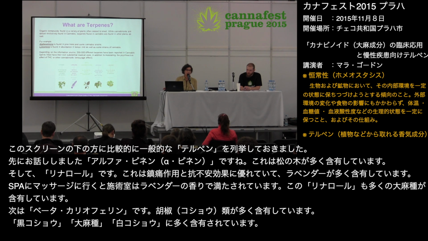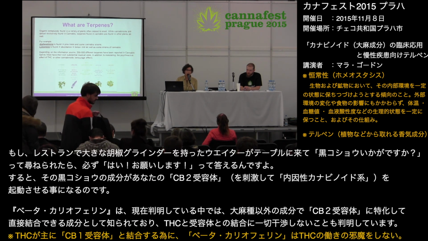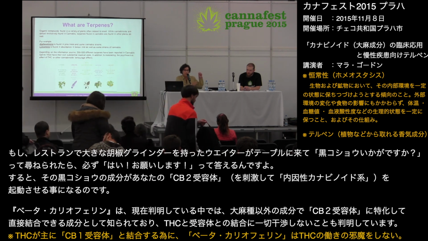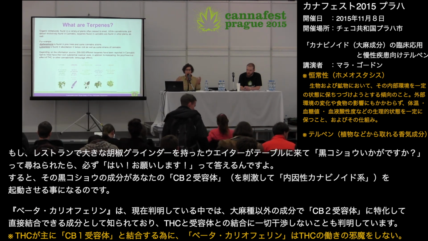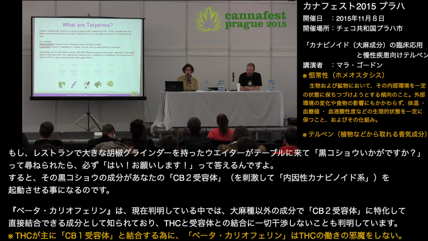Beta-caryophyllene. Now, beta-caryophyllene is the most abundant in something called Ashanti pepper. It's black Ashanti pepper, white, cannabis, and then black pepper and white pepper. So whenever the man at the restaurant comes around with the grinder asking if you want some pepper on your food, you say yes, please, because you will be, in fact, activating your CB2 receptor sites when you eat black pepper.